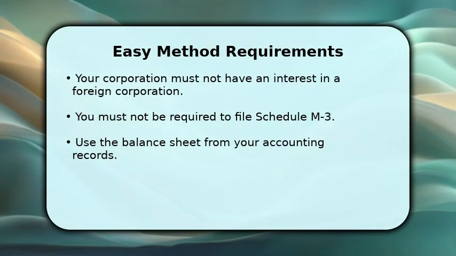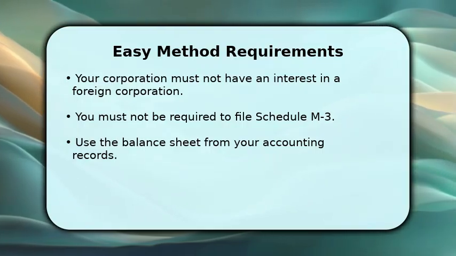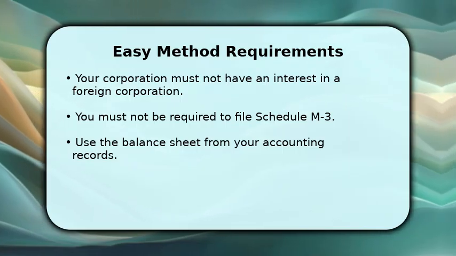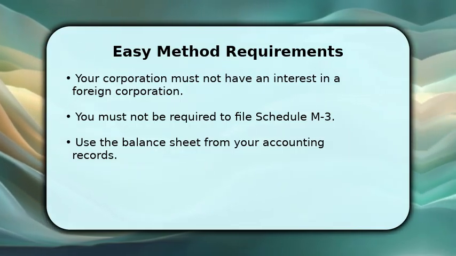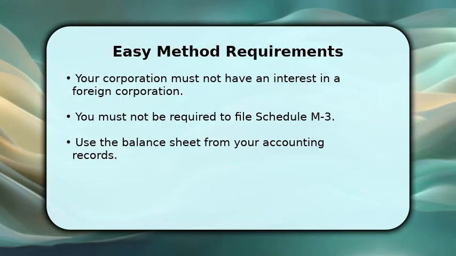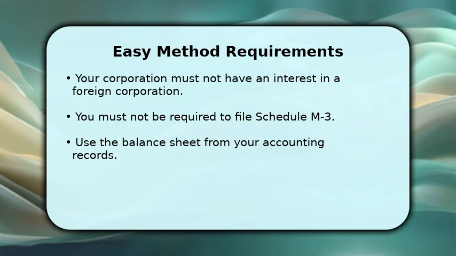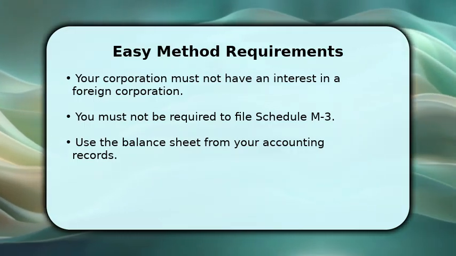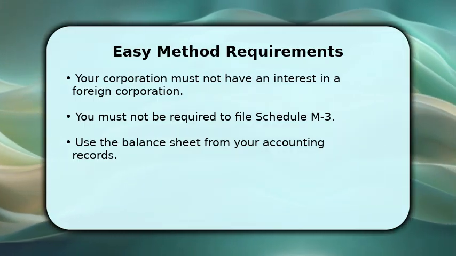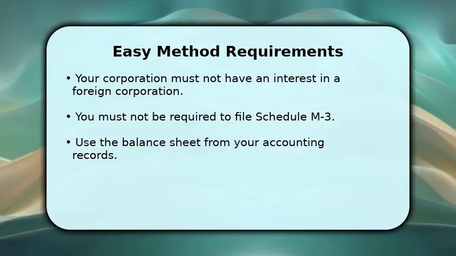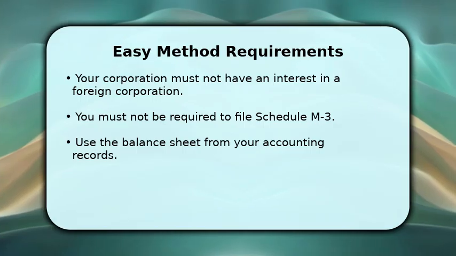To qualify for the easy method, your corporation must not have an interest in a foreign corporation, and you must not be required to file Schedule M3. You will use your internal balance sheet to report key figures. Specifically, you'll need to provide the total assets and total liabilities at both the beginning and end of your tax year. This streamlined reporting focuses on the overall financial health without requiring extensive line-by-line detail.